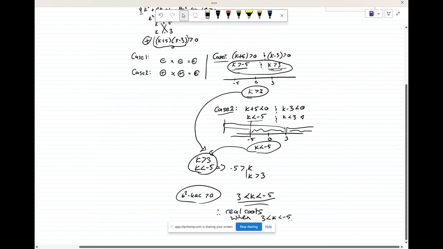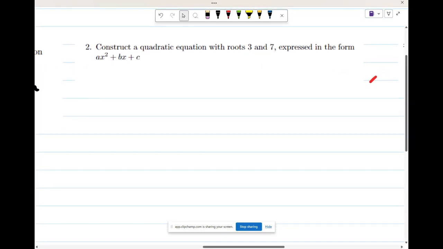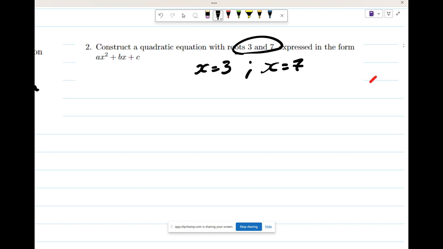Great. So on to the next question. Question 2 says, construct a quadratic equation with roots 3 and 7 expressed in the form ax squared plus bx plus c. Okay, well, if our roots are 3 and 7, that means x minus 3 is a factor. Well, let me start from the very start. If 3 and 7 are roots, that means x is equal to 3 and x is equal to 7. And if we sub these into our quadratic expression that we're going to make, everything should be equal to 0.